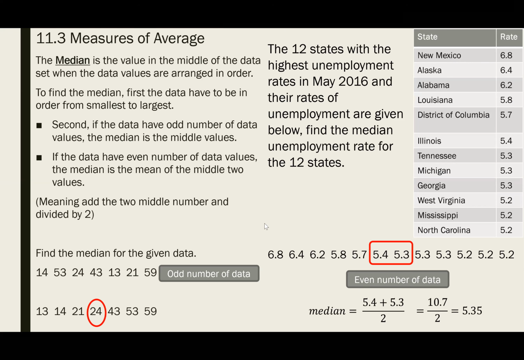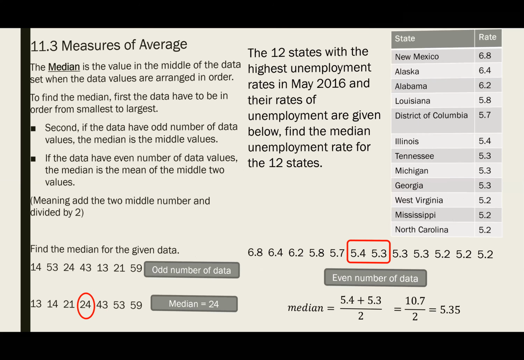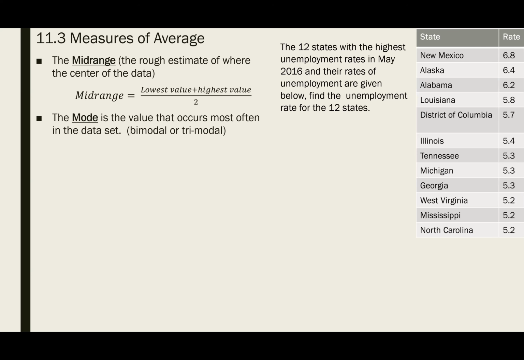Any question with the median? If you don't, this is very easy. The last two items we have are the mid-range and the mode. To find the mid-range, remember, you take the highest plus the lowest, or the lowest plus the highest, divided by 2.